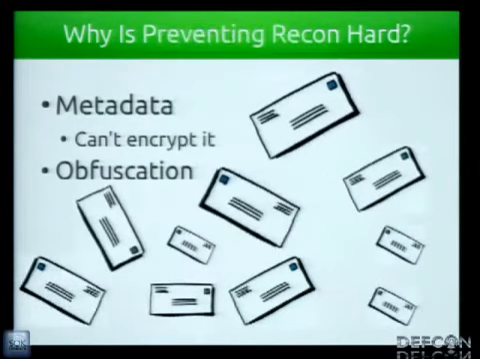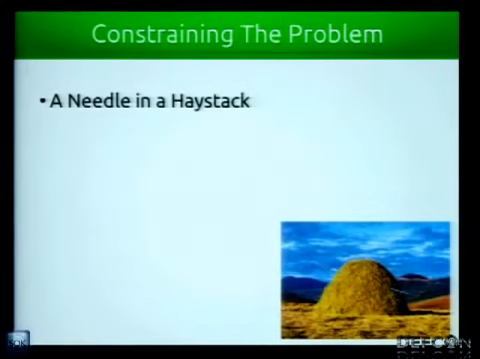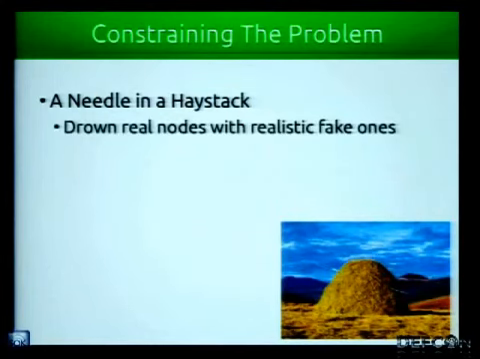So you can do this. Even though you might not be able to encrypt the metadata, you can put a whole bunch of bogus data in there that makes it much harder to find the real ones. So we're going to try to make finding your real network nodes in some private network like finding a needle in a haystack, in a picture of a big needle inside of a haystack. So what we're going to do is drown out the real nodes of your network with realistic looking fake ones. I say realistic looking only from the network perspective, but not necessarily from other ways.